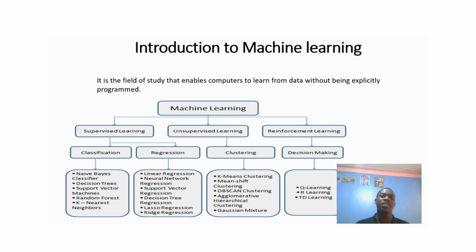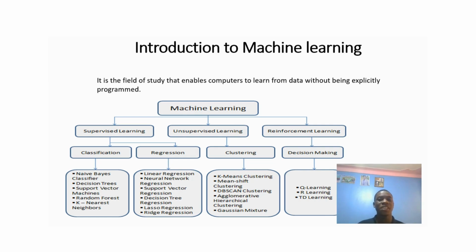So machine learning is a field of study where machines are being taught to learn from data without being explicitly programmed. There are three types of machine learning. We have supervised learning, unsupervised learning, and reinforcement learning.